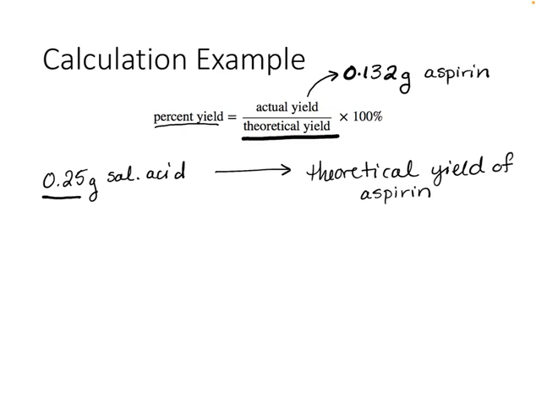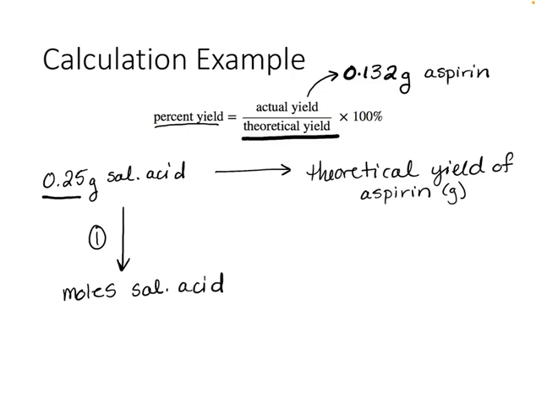So how do we calculate that? Well, remember to go from grams to grams, so grams of reactant to grams of product, we first have to go through moles. So what we're going to do first in step 1 is convert grams of salicylic acid to moles of salicylic acid.